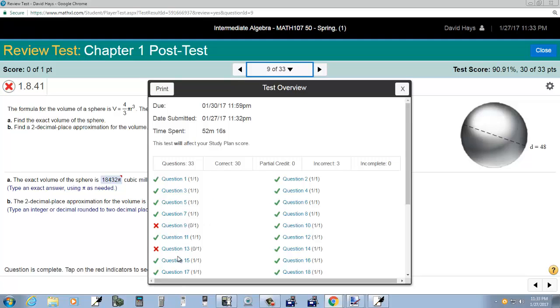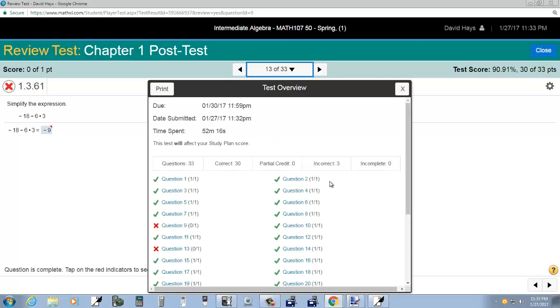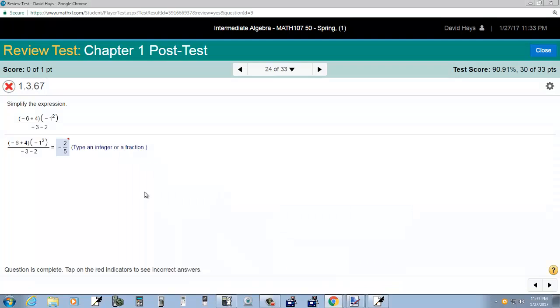Number 13. Negative 18 divided by 6 is negative 3 times 3 is negative 27. That is a negative, or divide. Oh, negative 3 times 3 is negative 9. Boy, can't do basic math. I was thinking to the power. Okay, now let me do this one over.